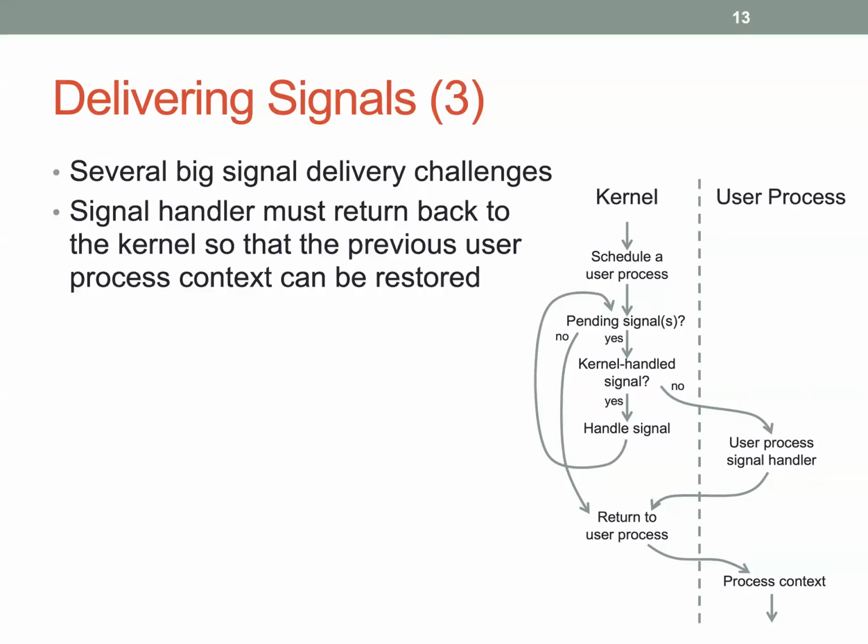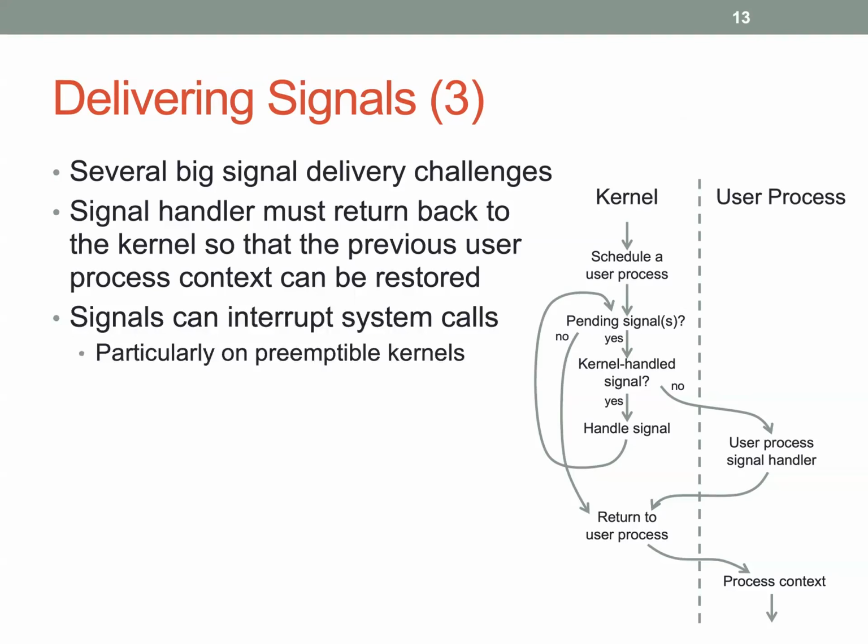Okay, delivery challenges. Well, first of all, when we go into the signal handler, you can think of it as running a completely different part of the program than we interrupted when we ended up in the kernel in the first place. So if we're going to get to the signal handler, we need to somehow set up a machine context specifically for running that signal handler, so that when we go back from the kernel into the user process, we run the signal handler, and then we need to hop back into the kernel to restore the previous context that the process was running in, to go back to the normal code. So that's a little bit involved.